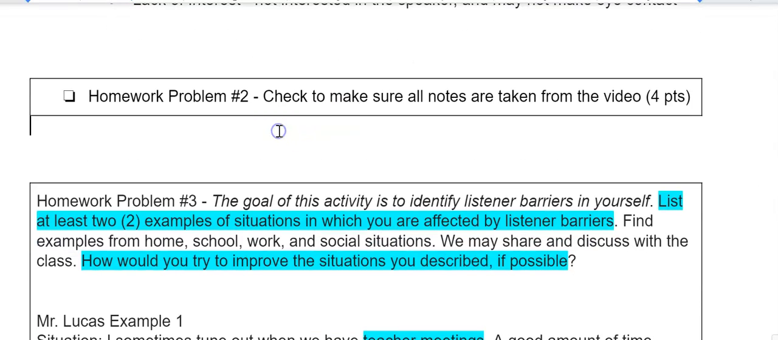So, homework problem number 2. We're done already with the notes. Check to make sure all the notes are taken from the video, which is this video and the last video. I want to go over homework problem number 3.